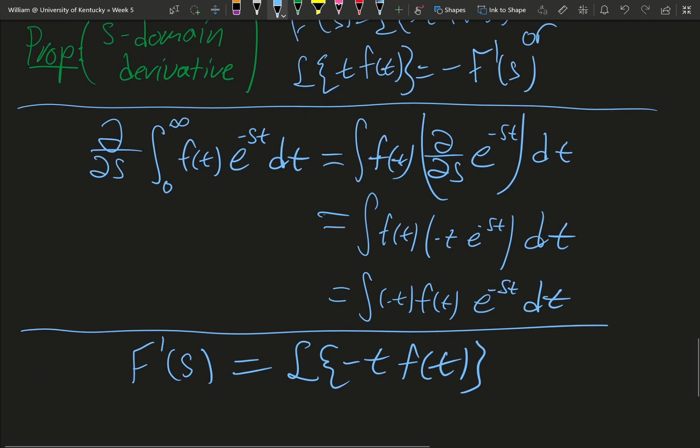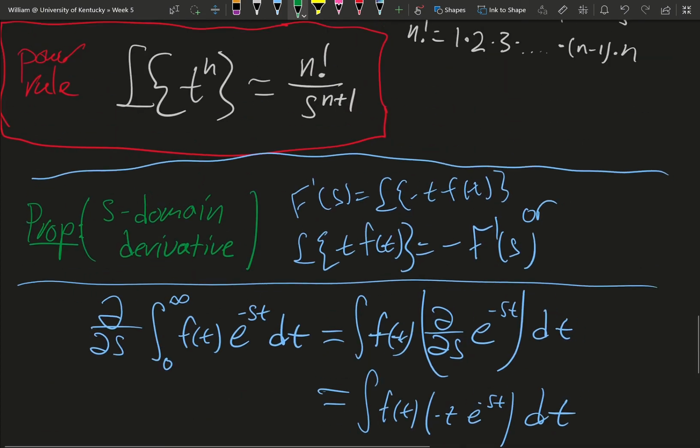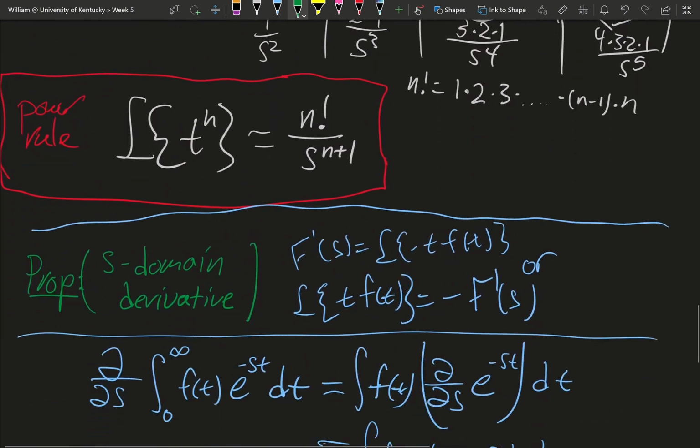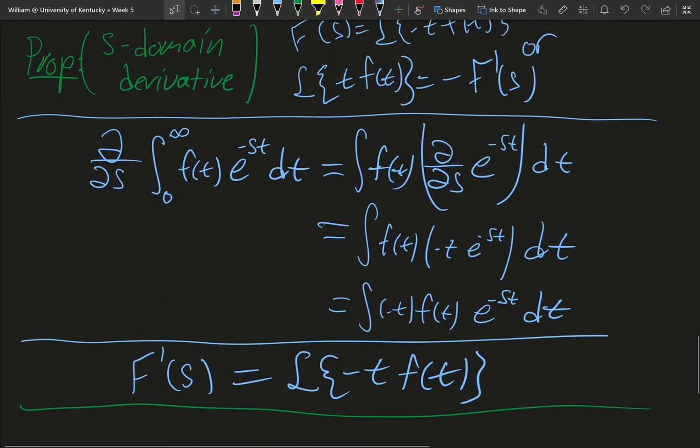Okay, so let's use this to compute something in another way. We can use this to check our answer up here, and also use the answer up here to check this, right?